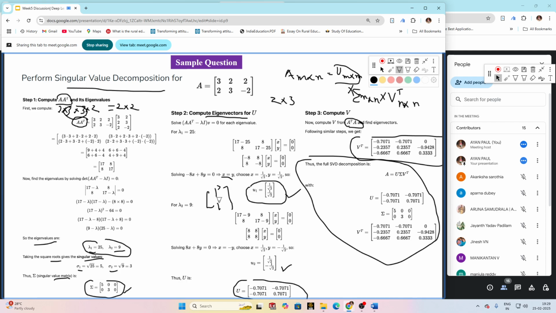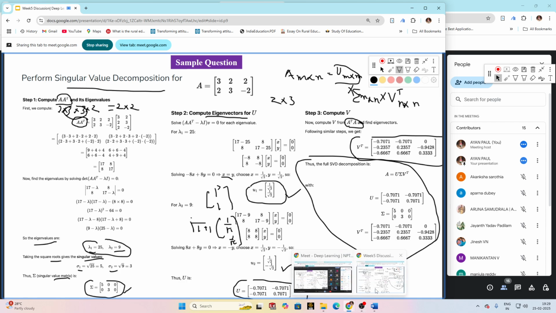To convert it into a unit vector you just have to divide it by its magnitude. What will be the magnitude of it? That will be root over 1 square plus 1 square, so root over 1 plus 1, which is under root 2. So your unit vector will be 1 by under root 2 and 1 by under root 2. This is the idea, and that is how you have done the singular value decomposition.